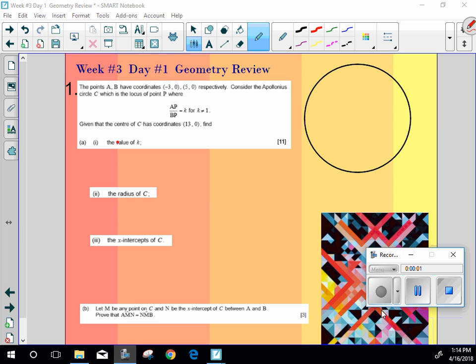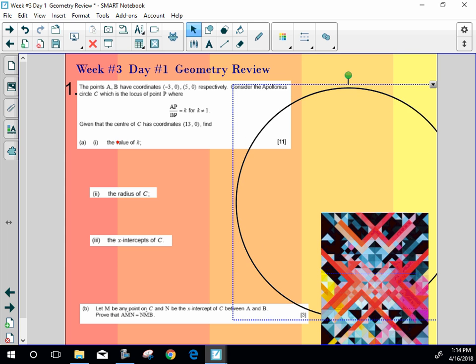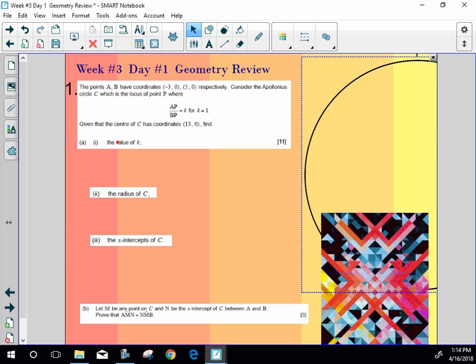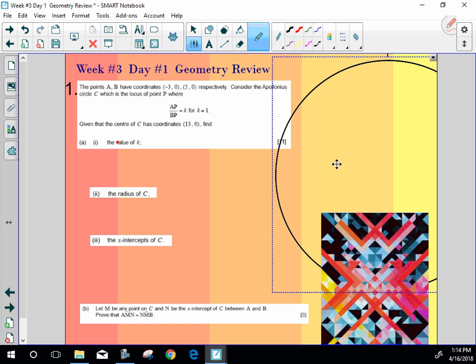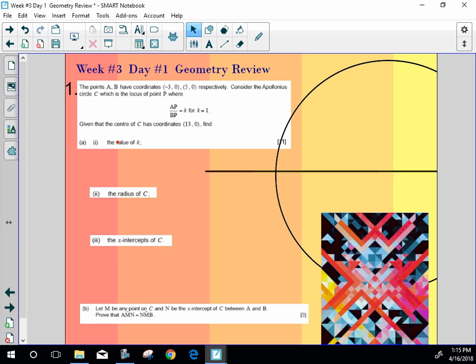So for the points A, B are coordinates (-3, 0) and (5, 0), respectively. Consider Apollonius' circle C, which is the locus of point P, where AP over BP equals K. I like to take this circle, make it a little bit bigger, and we'll draw a line there. We'll say that that's kind of a radius of it.